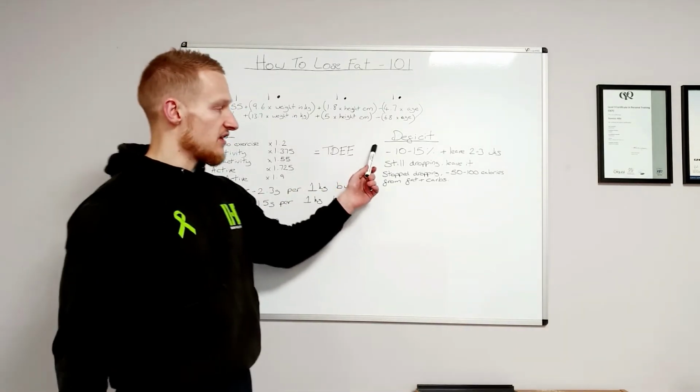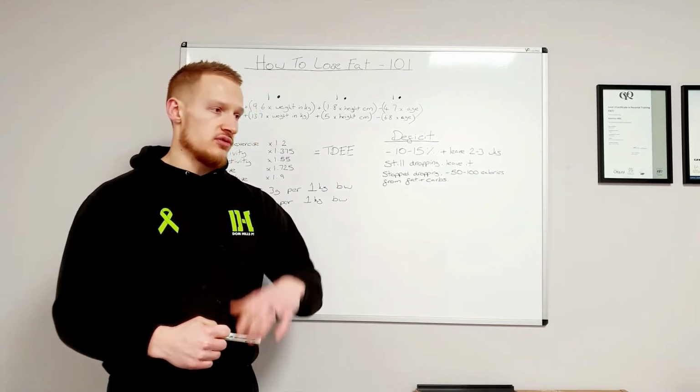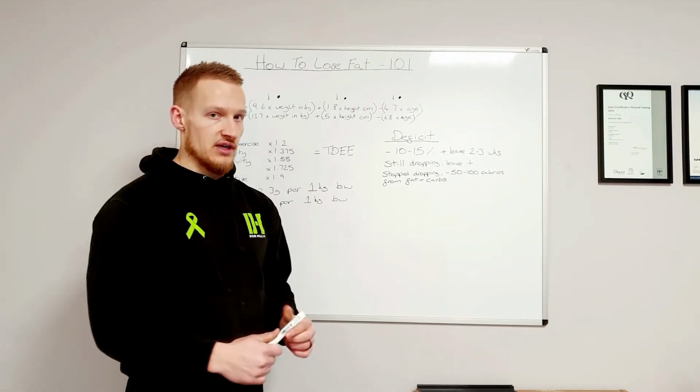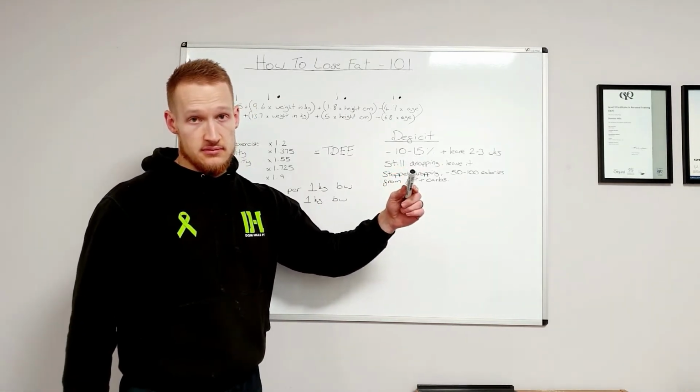So when we create our deficit, we don't want to go too big. The problem for a lot of people is they go way too big, try and do everything really quick, and they go too hard at it, and that's not what we want to do. So what do I recommend? Once we've got this number, minus 10 to 15% of the calories.